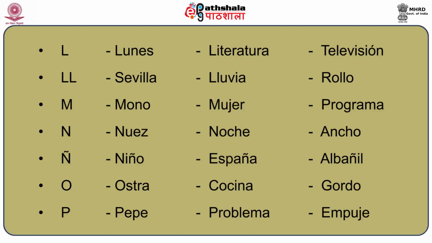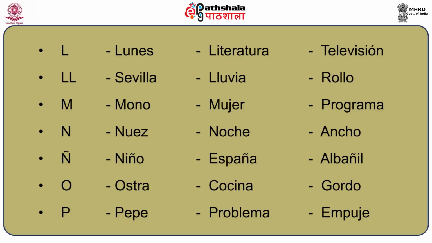M is M, as in mono, mujer, programa. N is N, as in nuez, noche, ancho. N with this tilde is pronounced as Eñe, as in niño, España, and albañil. So this one will be Eñe. O is said to be as in English O, as in ostra, cocina y gordo.